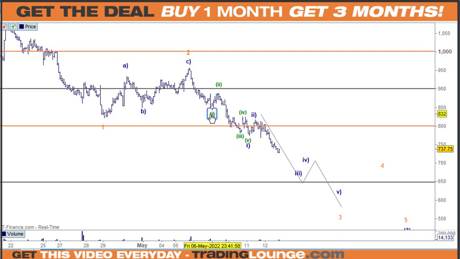So 1, 2, 3, 4, 5 for 1 and 2. We're going down into this third wave. It's moving quite nicely. There are some important numbers in here, but nothing really serious between 650 and 8.